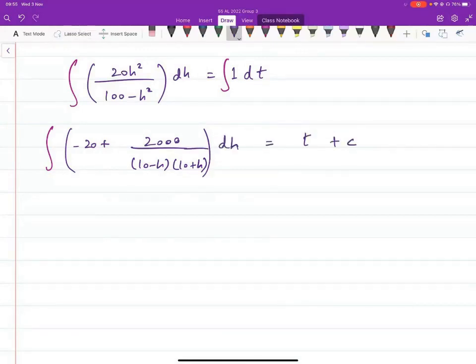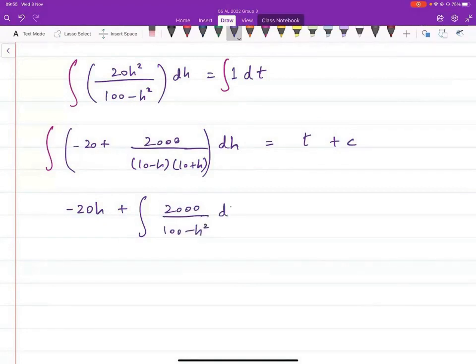We have to integrate this thing now. Okay? How do we integrate this? The integral of minus 20 is just going to be minus 20h. The problem is the second part. We can leave it like this, or we can say this is 2000 over 100 minus h square.